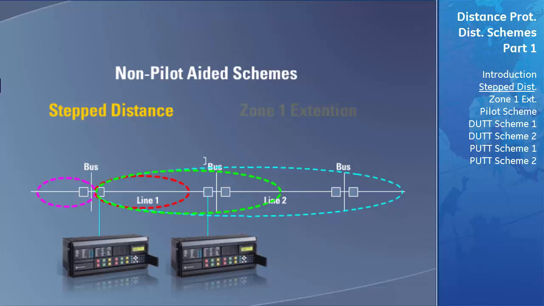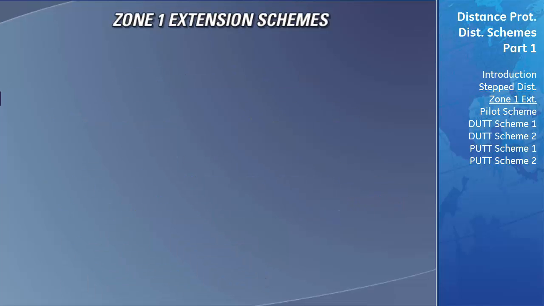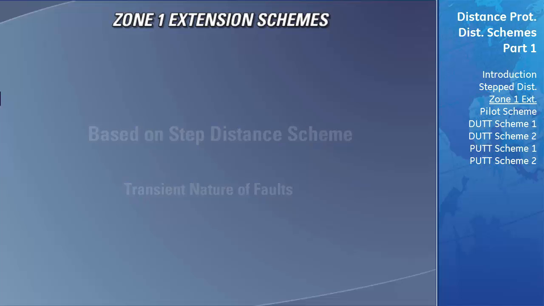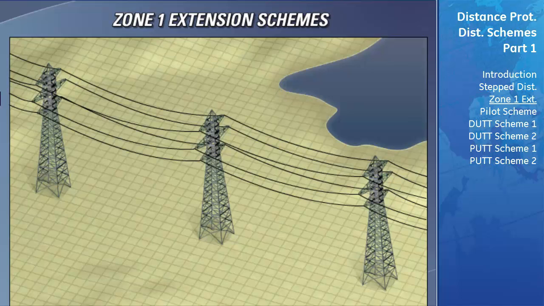These relays will then proceed to open the breaker and clear the fault from their own respective end of the line. The other type of non-pilot aided scheme we will discuss is the Zone 1 extension scheme. The Zone 1 extension scheme is an enhancement to the stepped distance scheme covered in the previous section. This protection scheme operates on the principle that most transmission line faults are transient in nature, which means the fault is not permanent. For example, the most common cause of faults on transmission lines is lightning.